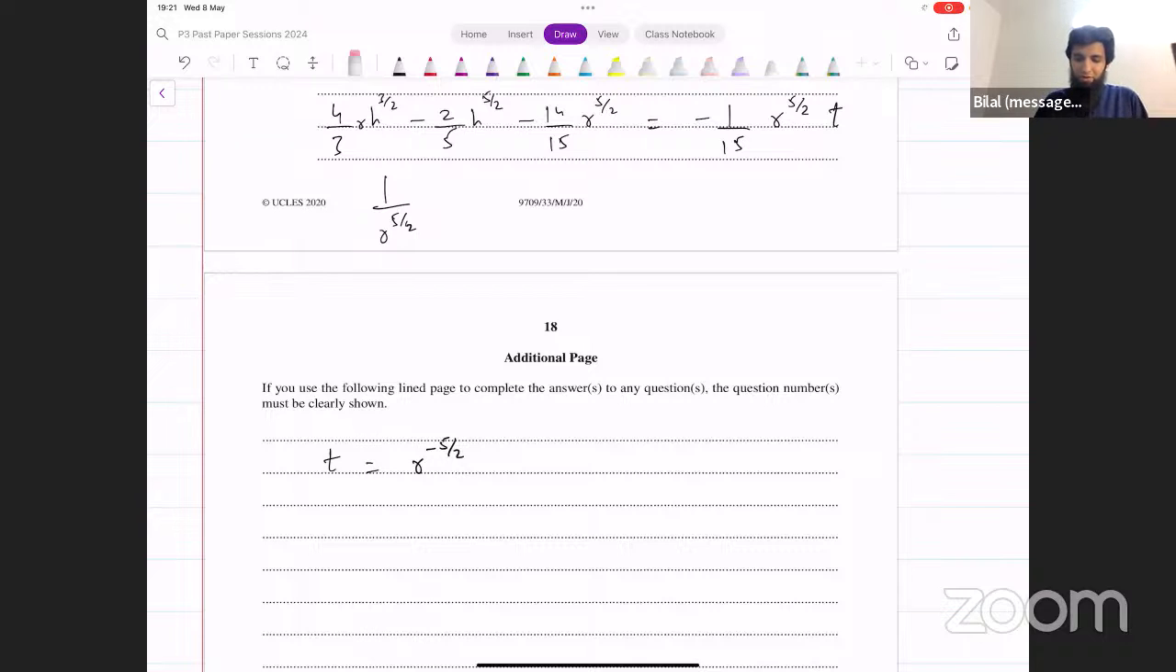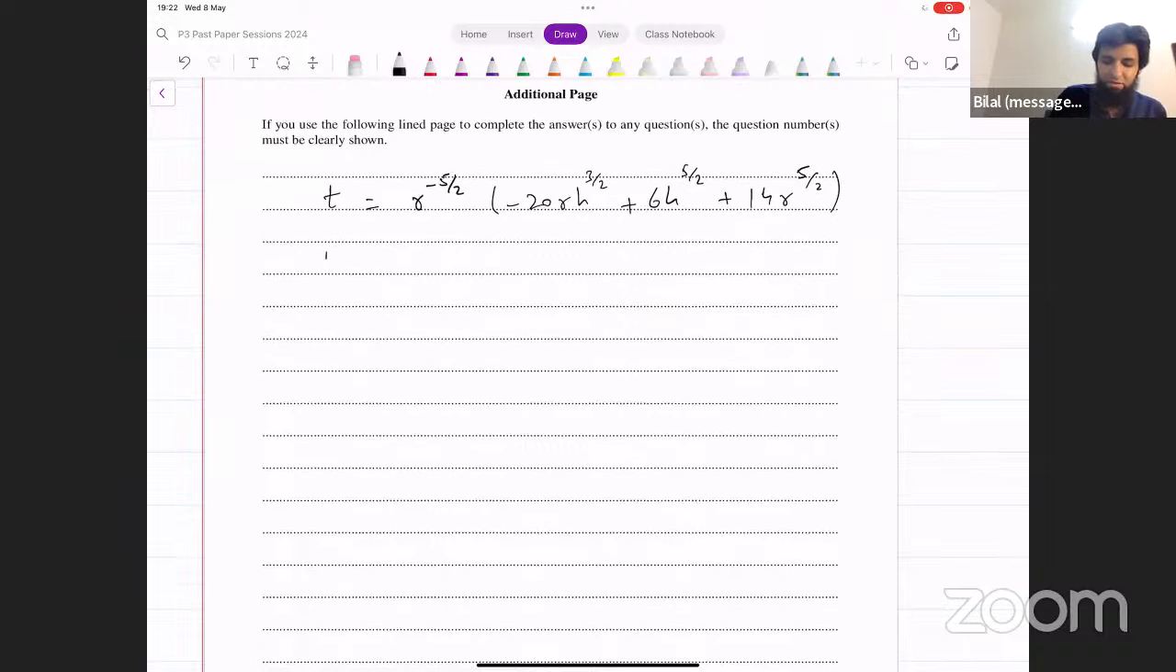15 into 4/3, that's 20. So I'm getting minus 20 r into h raised to power 3/2 plus 15 into 2/5, that's 6 h raised to power 5/2 plus 14 r raised to power 5/2. And this is t in terms of h and r.